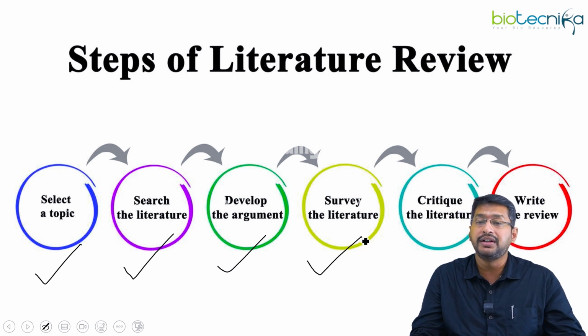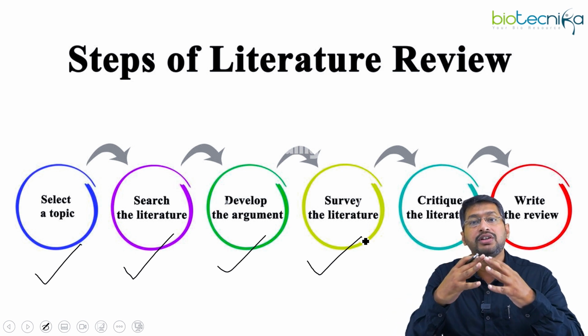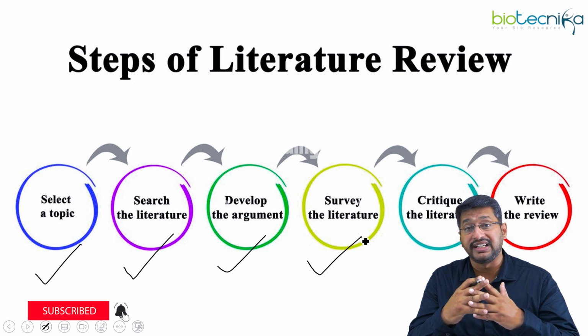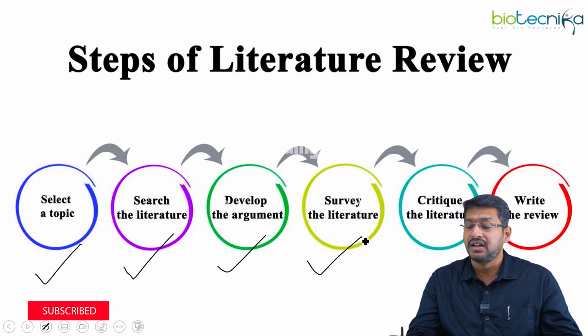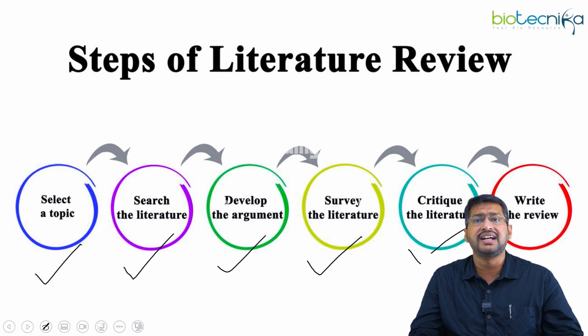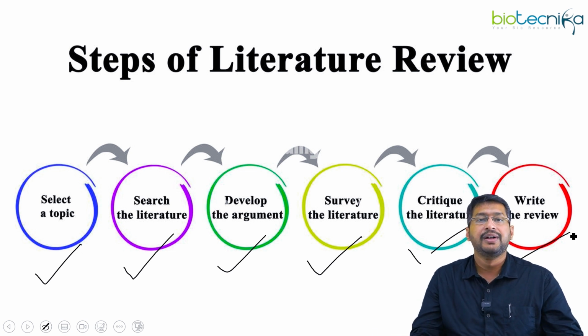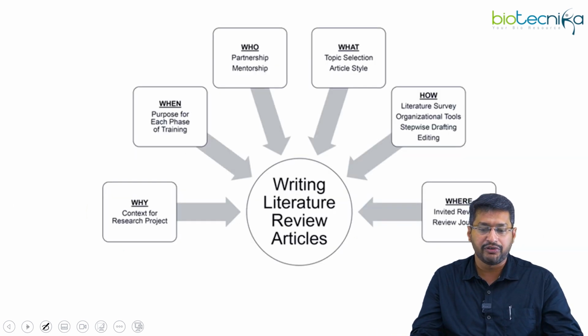Once you create that argument, again do a proper survey so that your review of literature becomes much more concrete. Once you have done this, have a constant critic. Critically analyze whatever argument you are trying to lay down, and make sure there is a proper critical component which can explain the rationale of the study. And finally, start writing your review. So these are the steps in which you write your review article.